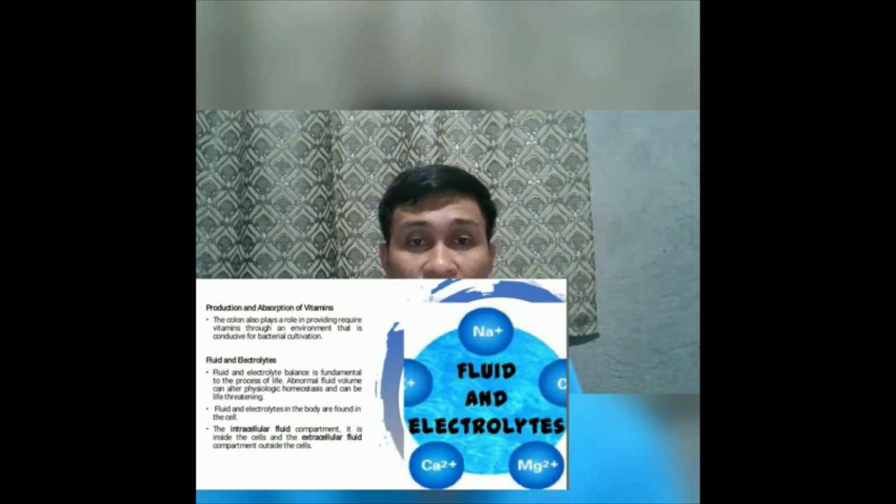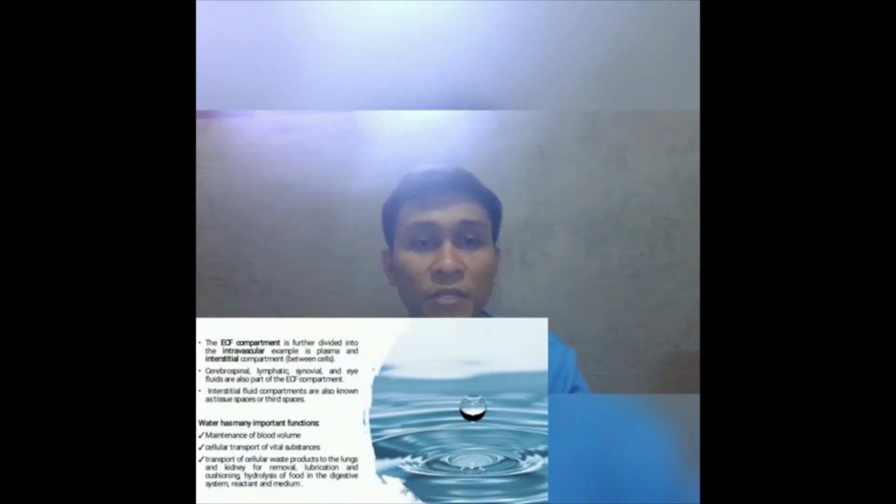Fluid and electrolytes in the body are found in the cell, the intracellular fluid compartment, inside the cell, and the extracellular fluid compartment, outside the cell. Water has many important functions. First, maintenance of blood volume. Second, cellular transport of vital substances. Third, transport of cellular waste products to the lungs and kidney for removal, lubrication, and cushioning, hydrolysis of food in the digestive system, reactant, and medium.